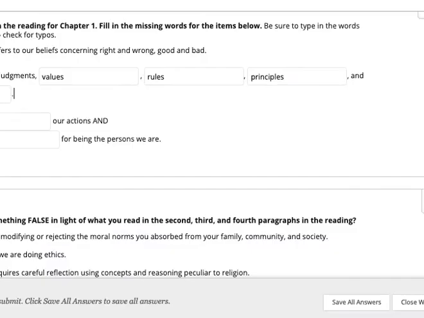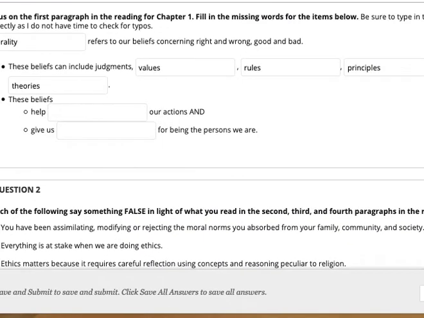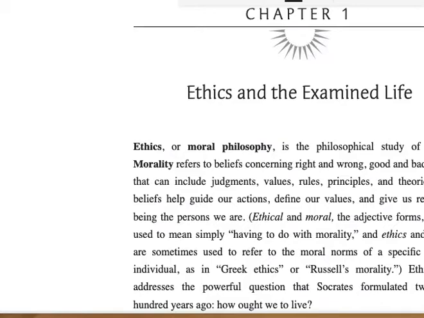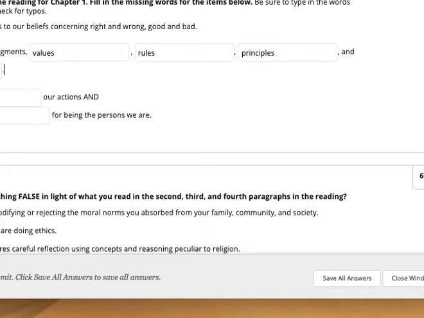And so what was that blank item about? These beliefs help blank our actions. I think I just reread that right now. These beliefs help blank our actions. Oh, so she must want the word guide, and I bet the rest of it's right here. Define our values, give us reasons for being the persons we are. So I know help guide our actions is part of what she's looking for.